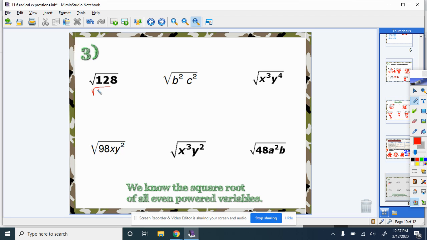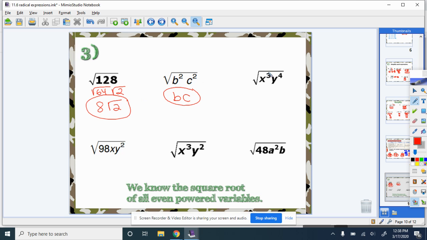128. Use your calculator to divide. Believe it or not, 64 times 2 will get you 128. So the square root of 64 is 8, and you leave the root 2. For this example, I know the square root of b squared is b, and I know the square root of c squared is c. So you're just left with bc.